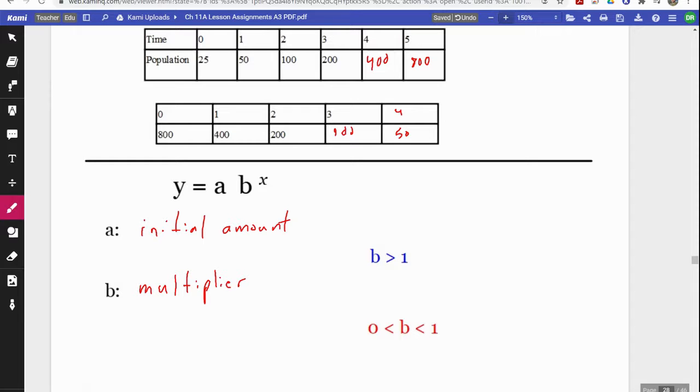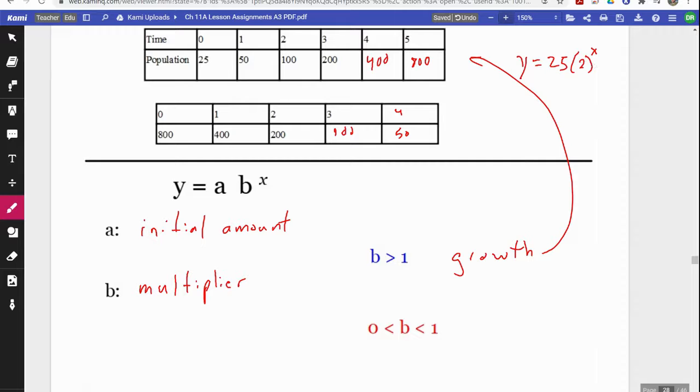And then there's two situations, one where your multiplier is greater than 1. So this would be a growth situation, just like up here. Our b was 2 in that case. And in that case, our formula would look like: initial amount was 25, so that's a, and then our multiplier was doubling each time, so this would be 2, and then to the x. So any x you plugged in here, like 4, it would give us 400. If I plugged in 0, 2 to the 0 is 1, times 25 is 25. So this formula works for that.